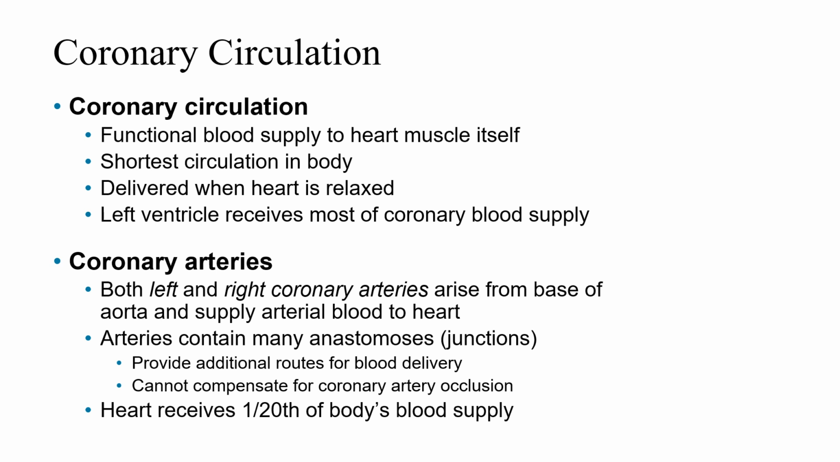So this is the functional blood supply. It is actually the shortest circulation and is delivered when the heart is relaxed. Most of that is coming from the left ventricle. Most of that because think of where the need is the greatest, right? Where the muscle is the thickest. So the coronary arteries are, in a sense, delivering this blood.